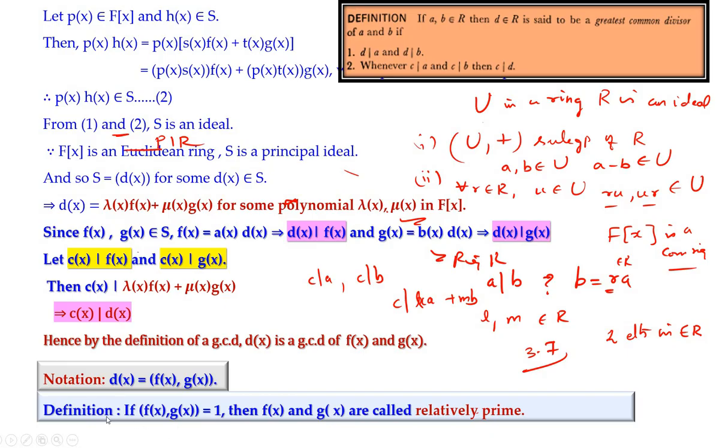So next is this definition. When do we say that two polynomials are relatively prime? When the GCD is 1, we call f(x) and g(x) relatively prime. By the previous lemma, whenever this is true, we can always write s(x) f(x) + t(x) g(x) = 1, because later we need this. Suppose f(x) and g(x) are relatively prime, then we write this, and that comes because of this lemma.